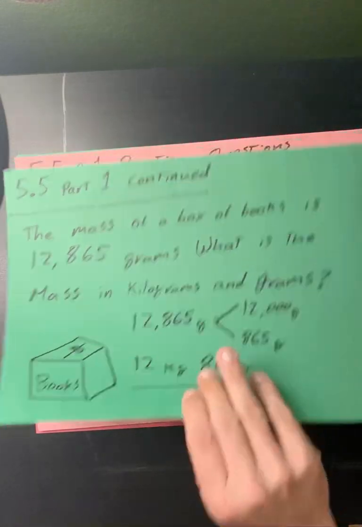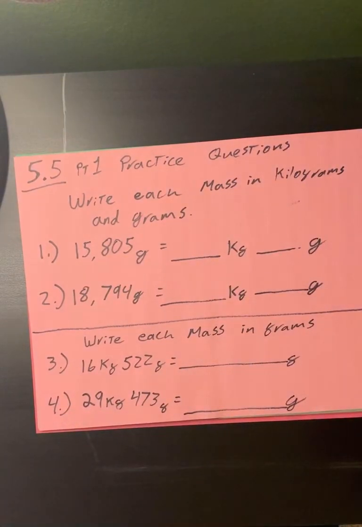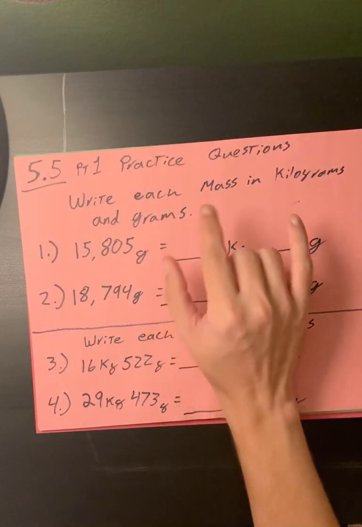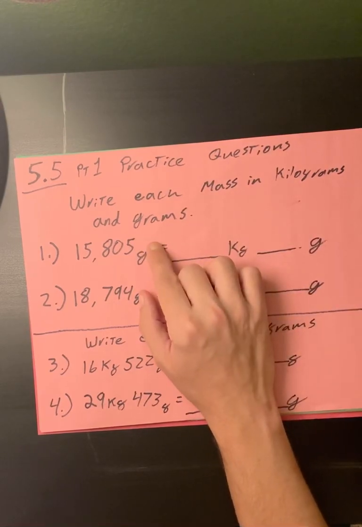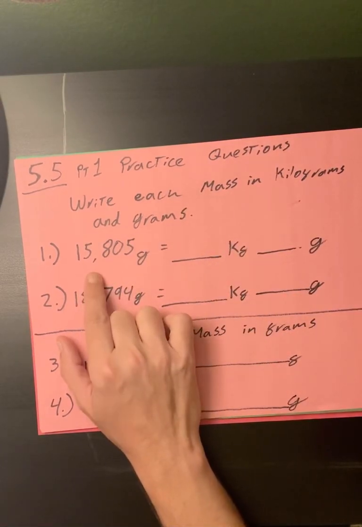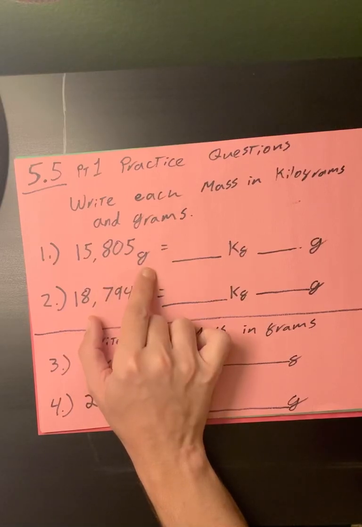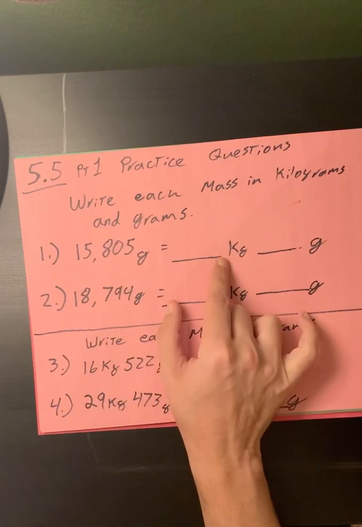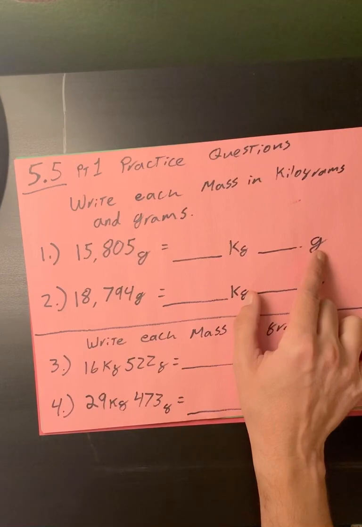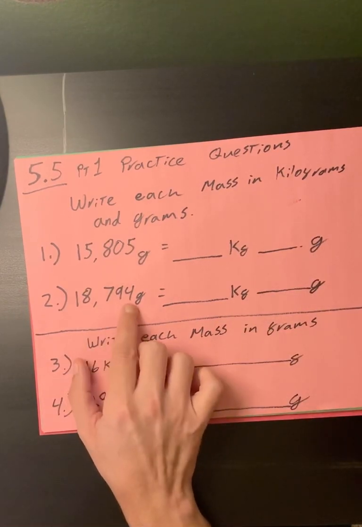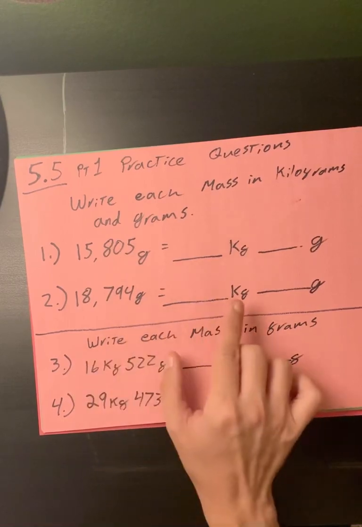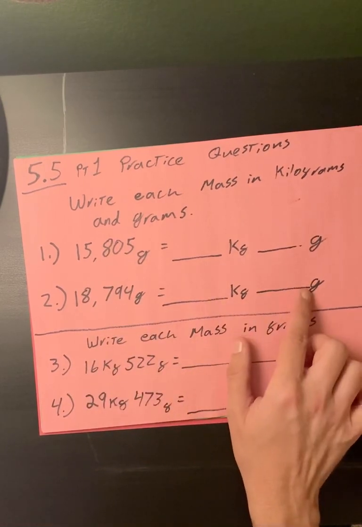Okay, so we're going to put this into practice, converting our mass into kilograms and grams. So if I have 15,805 grams, how many kilograms would that be? And how many grams would that be? If I have 18,794 grams, how many kilograms and how many grams would that be?